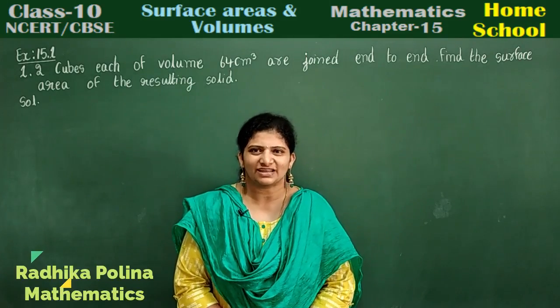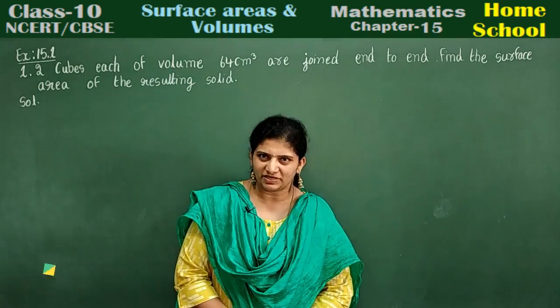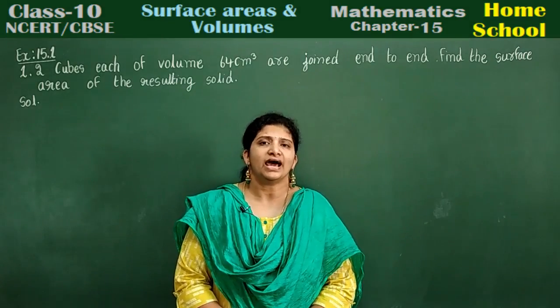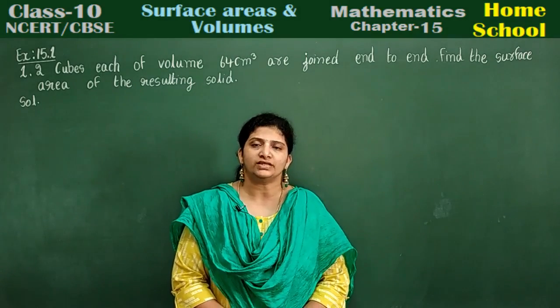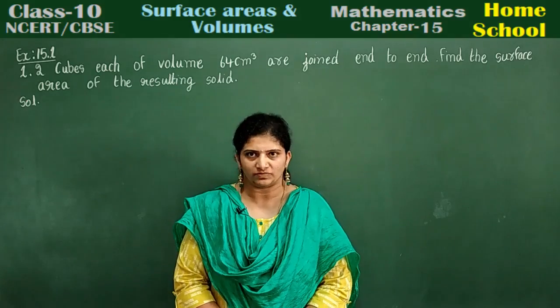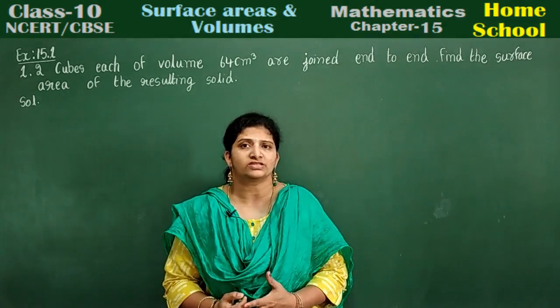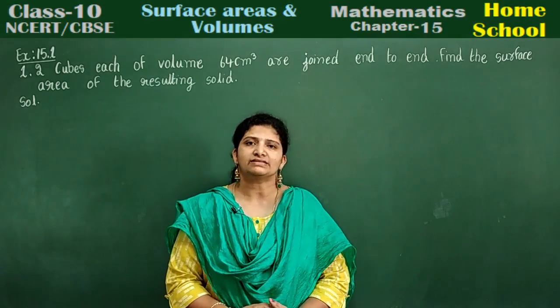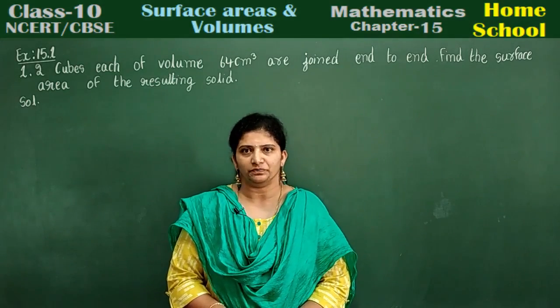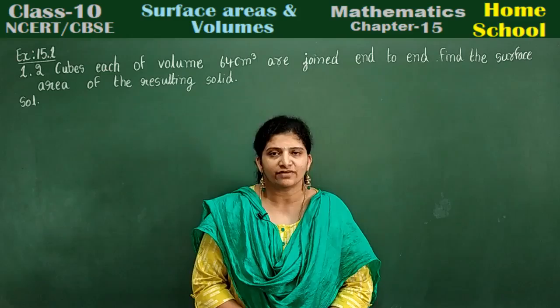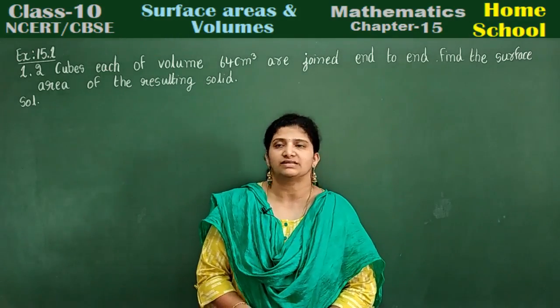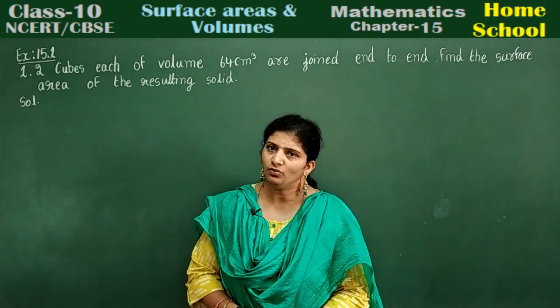This is your class 10 Mathematics NCERT or CBSE board. We are in our last chapter, that is chapter number 15, surface areas and volumes. In our introduction part, we have discussed all the formulas of solids like CSA, TSA, volume. Now we are going to start our first exercise in this chapter, that is exercise 15.1.